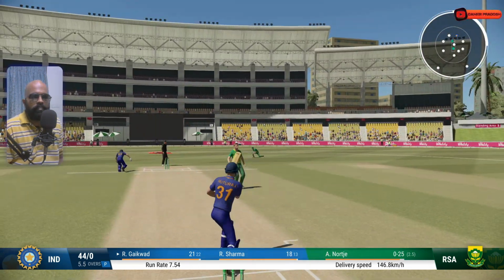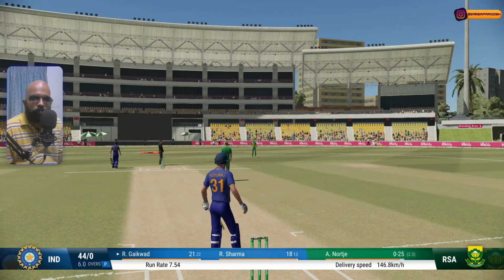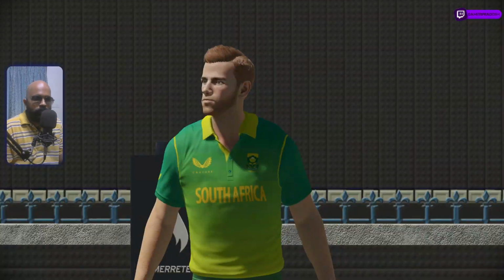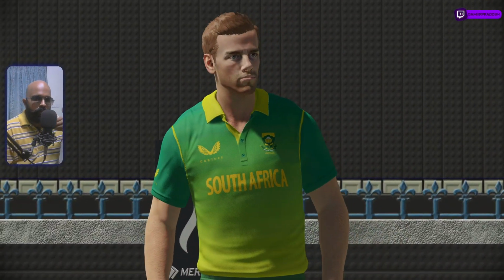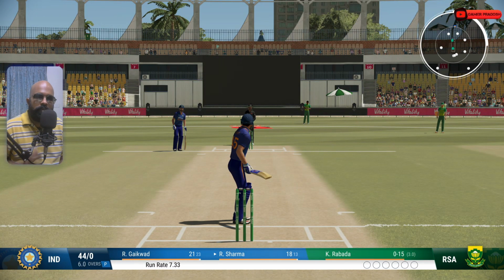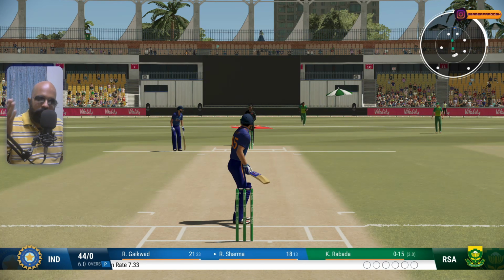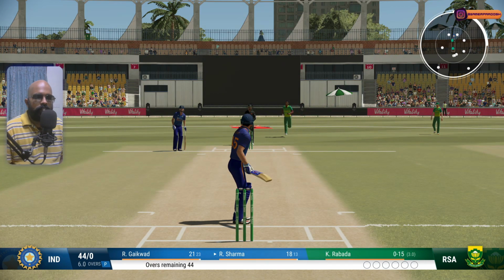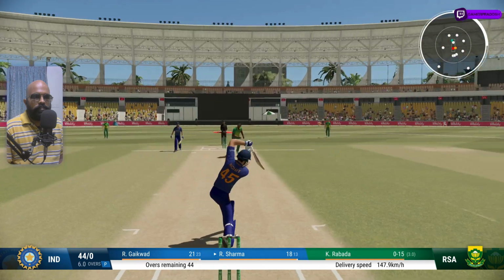Waiting. See, this one is like I'm kind of guessing what the ball will do. I'm not able to see it. I'm just looking at the pitch marker and trying to play the shot. So my shots won't be as precise as I did with the batting close camera angle. So this is one issue.